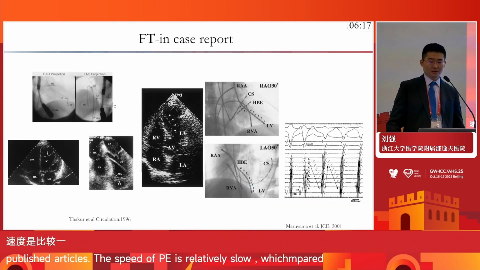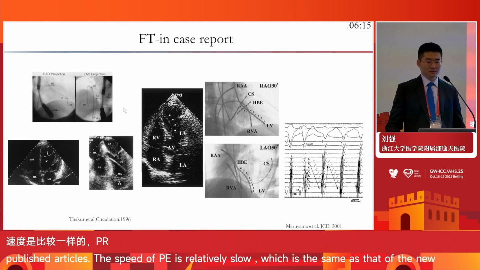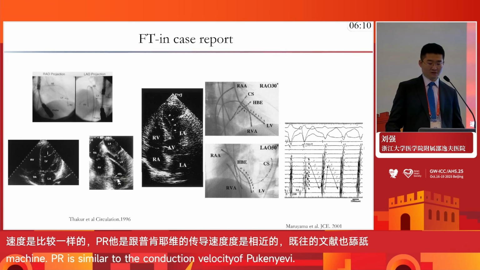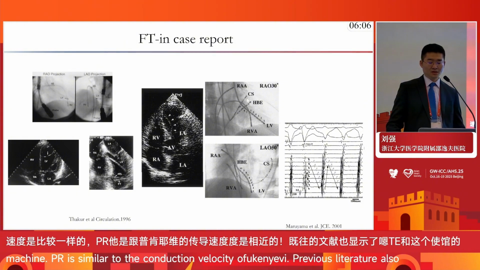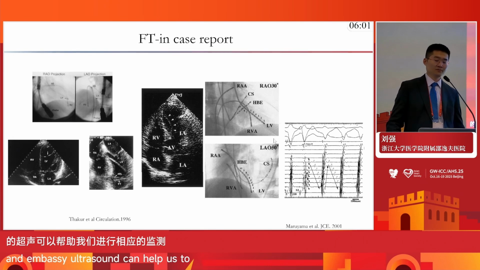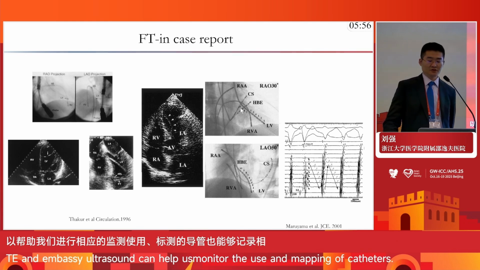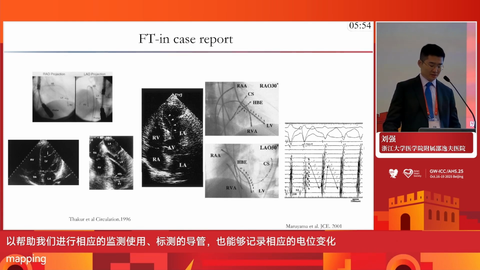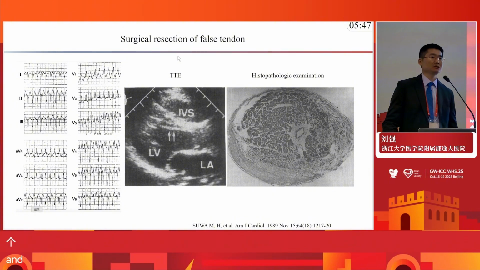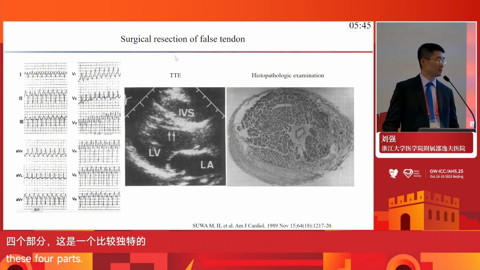Purkinje fiber. Some previous case reports showed that TTE could observe a false tendon during the study, and using the mapping catheter could record some diastolic potential from the recorded false tendon. Just focusing on the false tendon, ablating the false tendon could cure the tachycardia. This was a unique case report before catheter ablation technology developed.